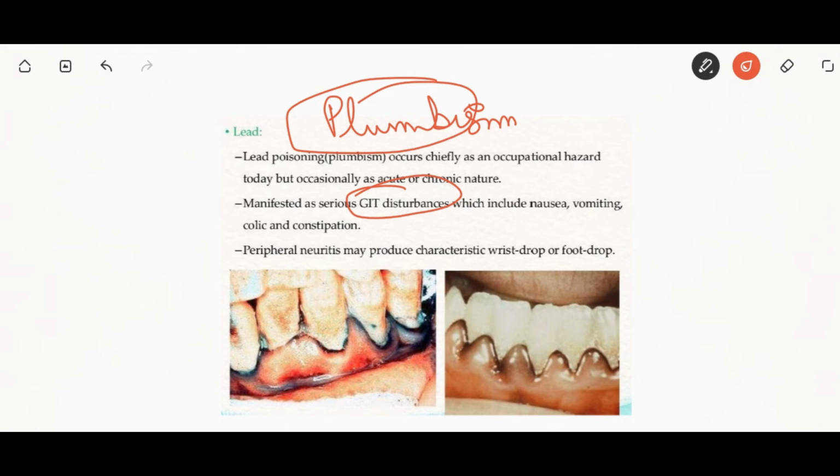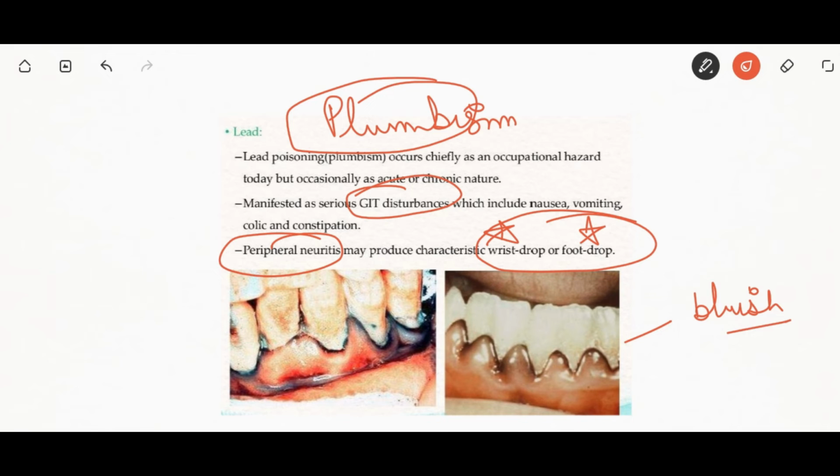Next comes lead poisoning. Lead poisoning, another name is plumbism. So for your entrance exam, plumbism is another name for lead poisoning. It is an occupational hazard because it is seen due to accidental exposure. The chief means of poisoning is through inhalation of lead vapors or dust. And in infants, the most common cause is ingestion by the child while chewing on wood painted with lead containing paint.